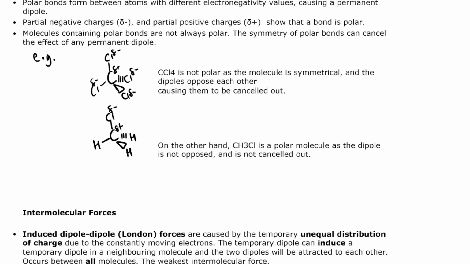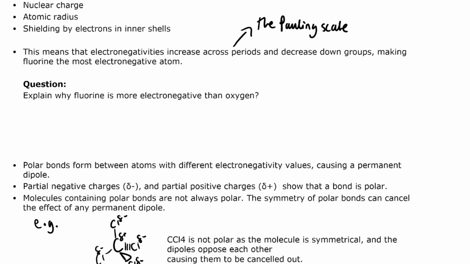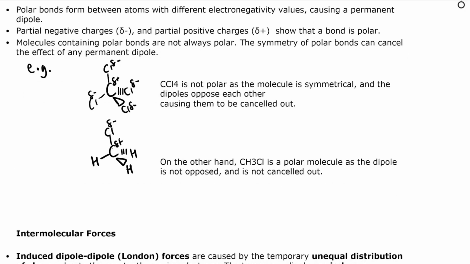Polar bonds form between atoms with different electronegativity values. So fluorine is more electronegative than oxygen because it has a greater nuclear charge, as it has an extra proton in its nucleus. It has a smaller atomic radius, as the greater nuclear charge means that the outer shell is pulled closer to the nucleus. It has the same shielding as oxygen, so the nucleus has a greater attraction to the electrons in the covalent bond. So polar bonds form between atoms with different electronegativity values, causing a permanent dipole.